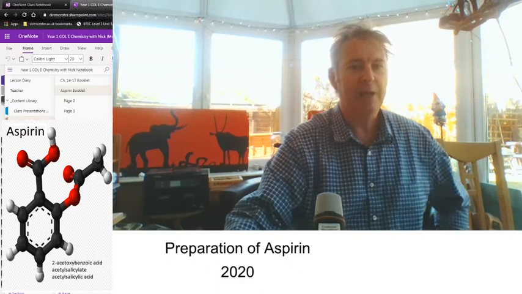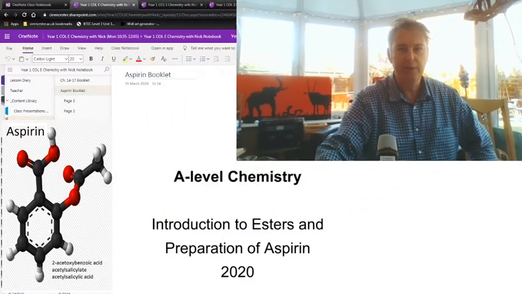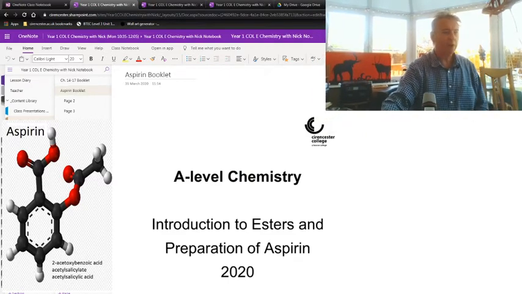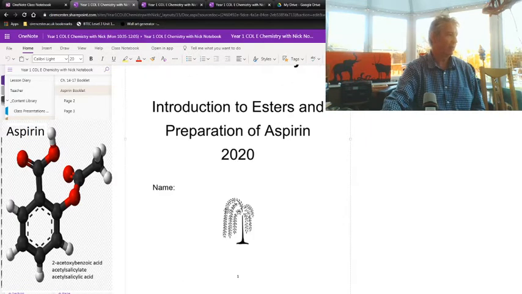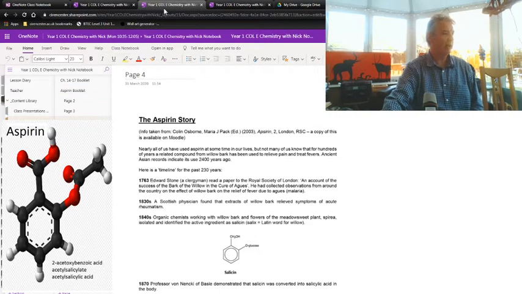So, aspirin, okay, let's make myself a little bit smaller, there we go. Okay, so now, on OneNote we have our booklet, so the aspirin booklet as labelled up here. Okay, so here's the aspirin booklet, and this is the introduction to it, as you can see. Okay, so we'll scroll down a bit. Now what we're going to do is start to look at aspirin itself.